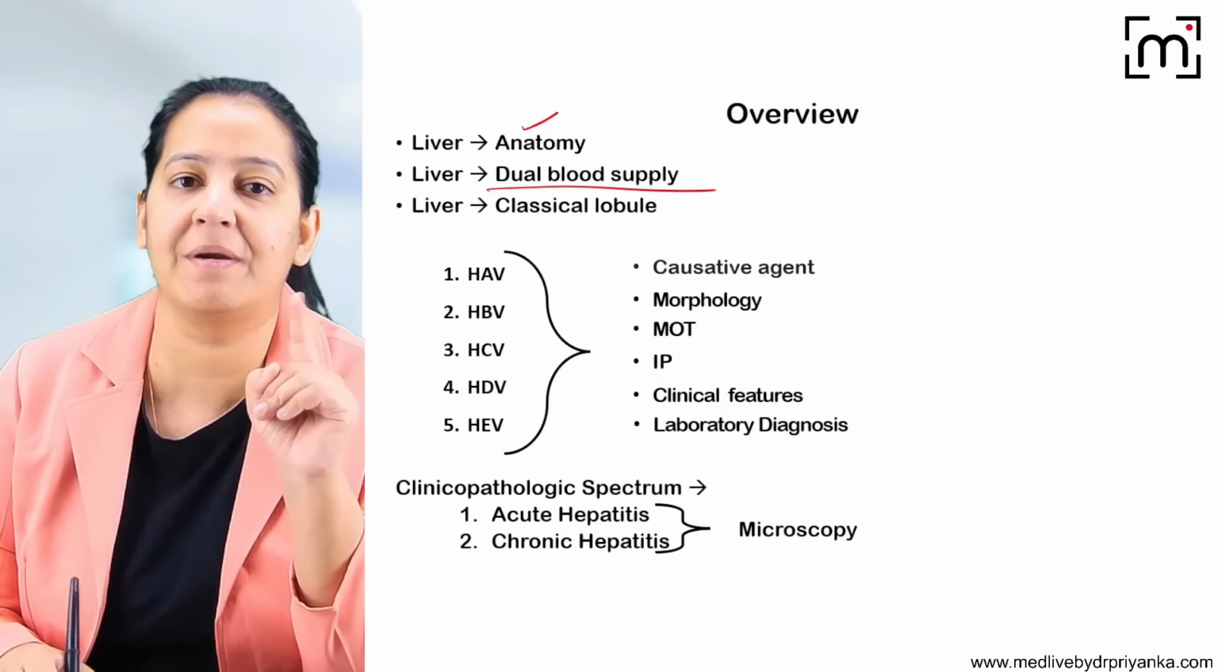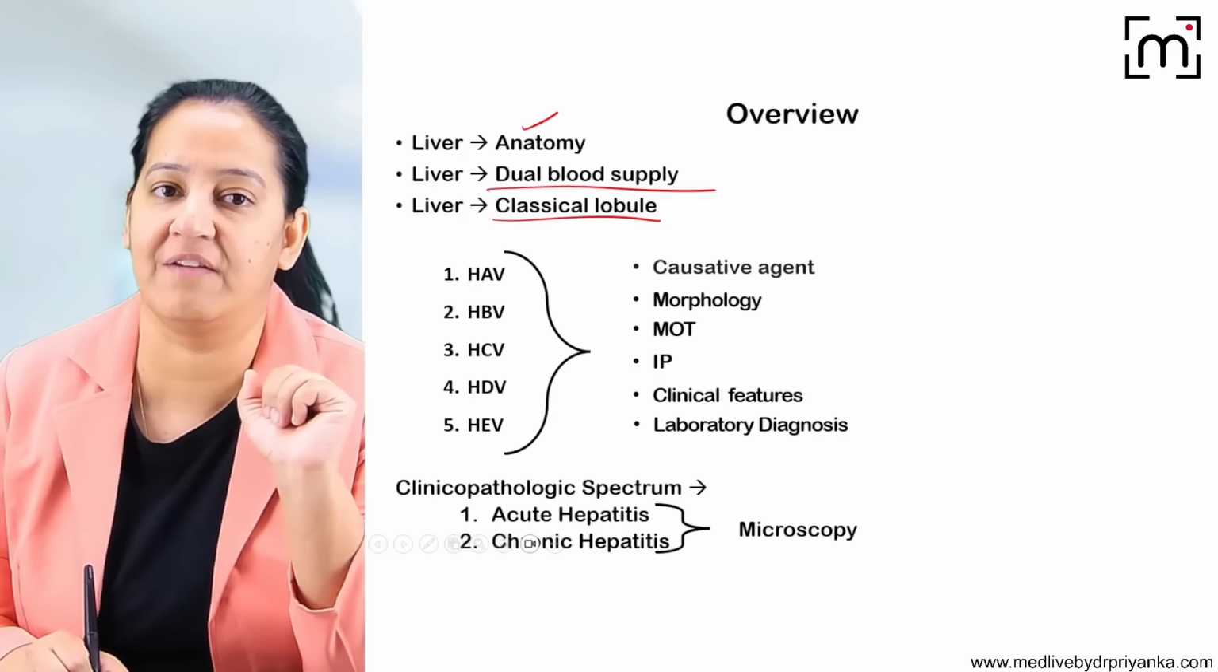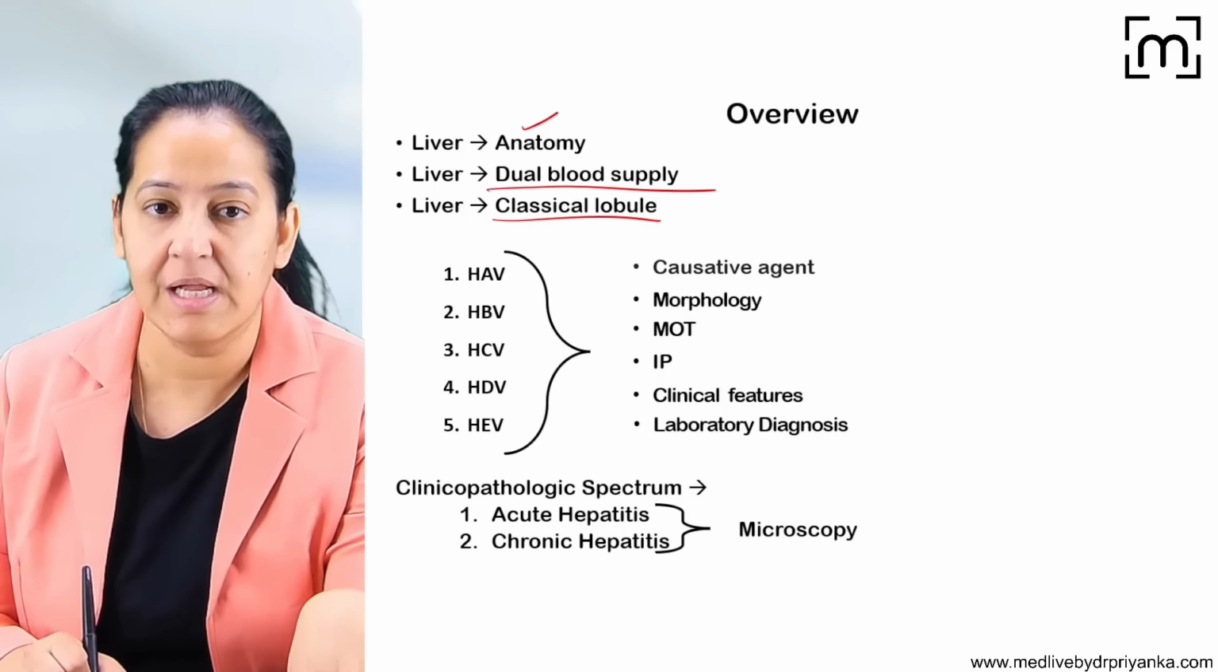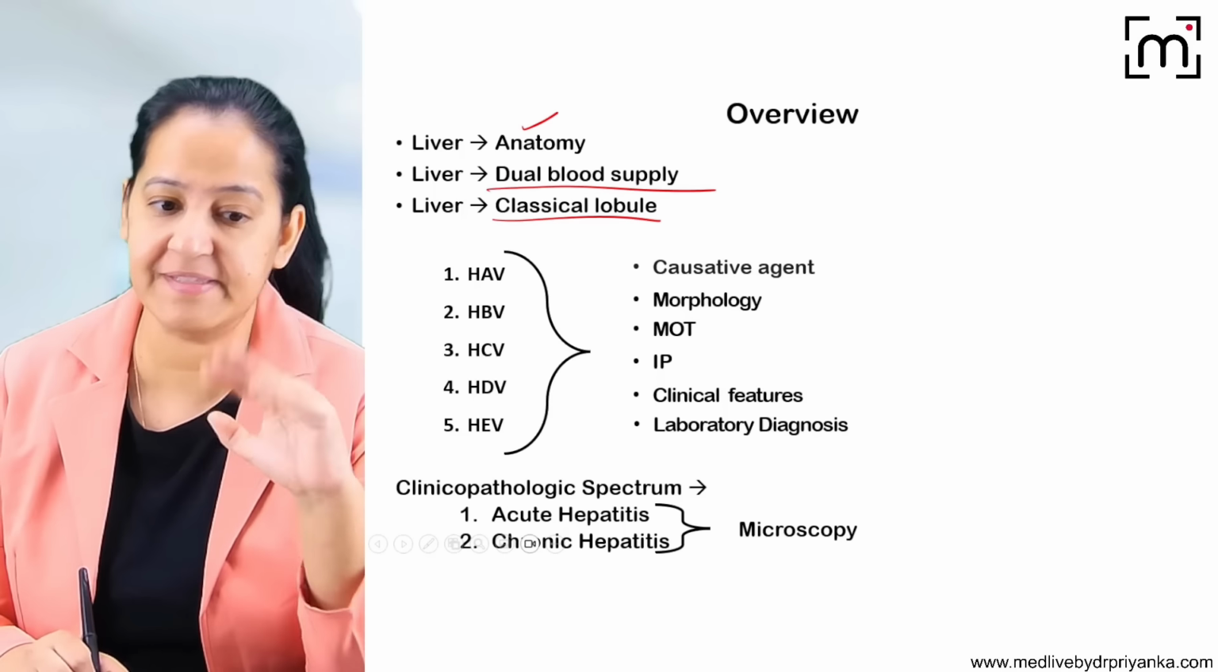Then I will explain to you the dual blood supply of the liver. And then I will let you know the classical lobule model of the liver, which is the most commonly used model. The acceptable model for the liver is the classical lobule model. After that, we will start our topic.